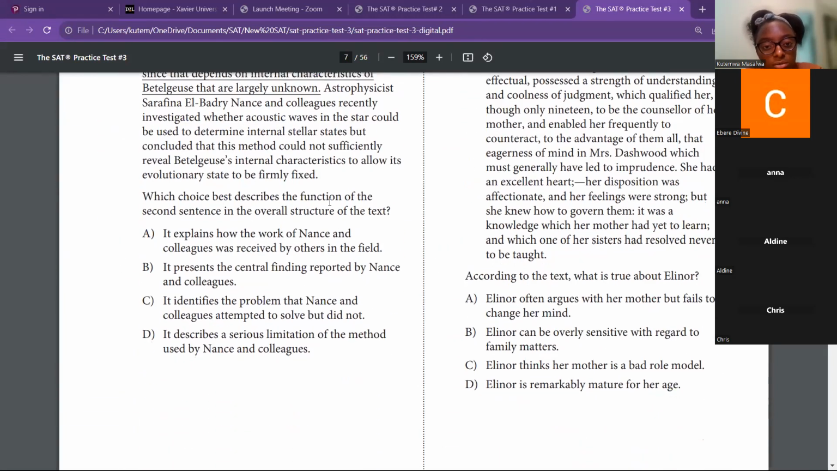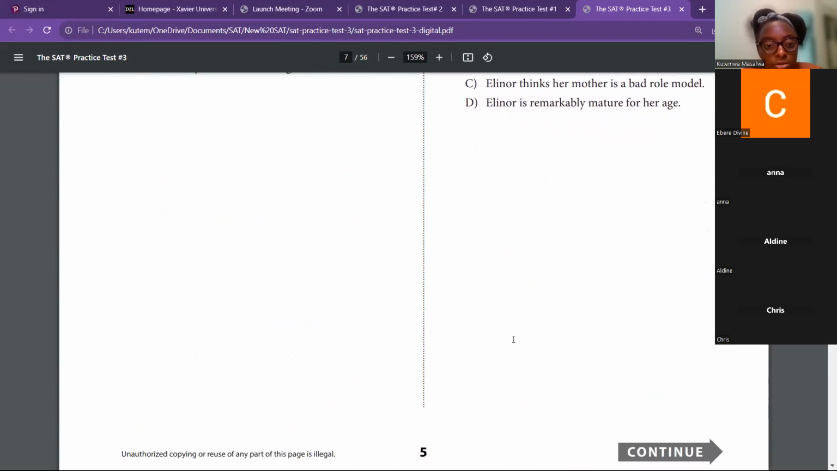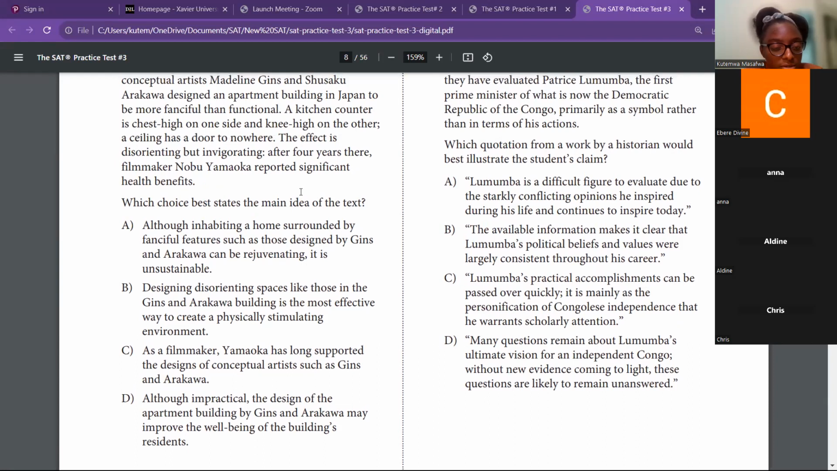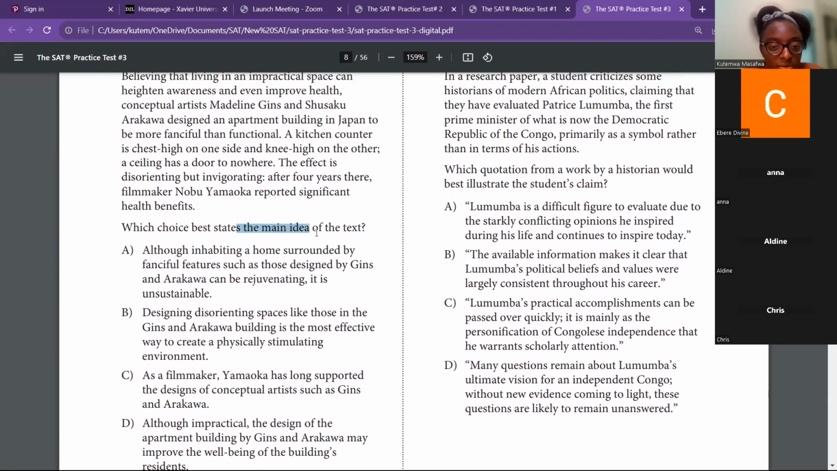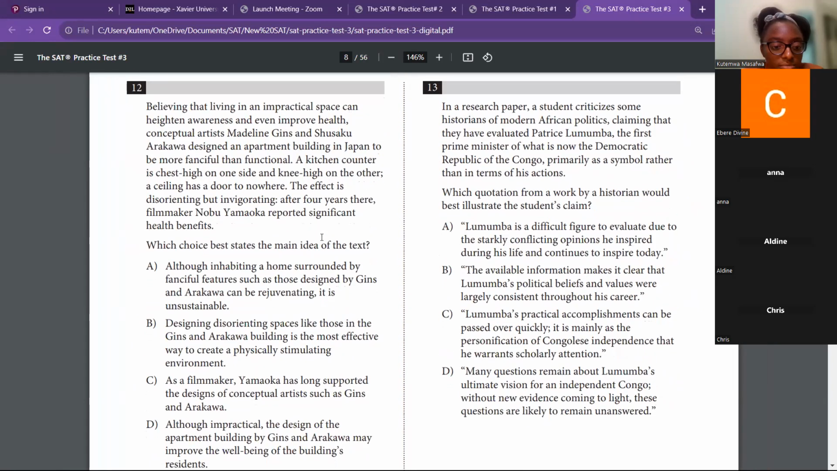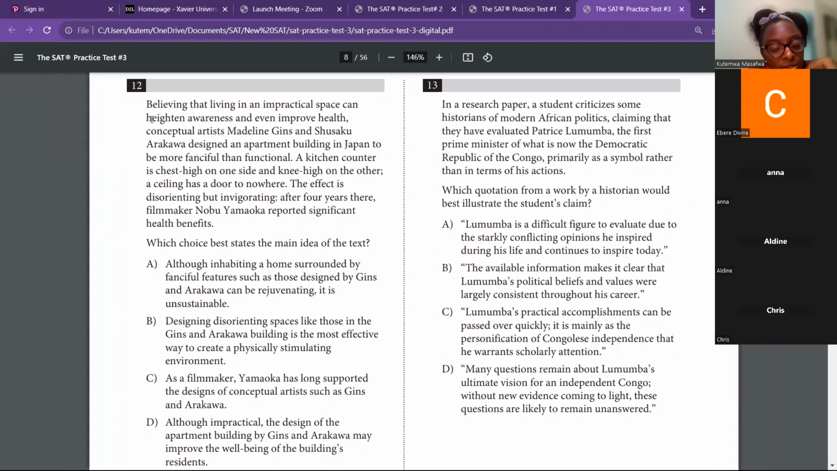This is function. What is true? This is literal comprehension. Main idea. Okay. Sorry, I'm placing the screens and the chats so they're not blocking the question. Okay. So, main idea question. First thing is read the question. What is the main idea? So we know what we're looking for. This one has no title, so there's no context for us to know. We're just reading the passage.